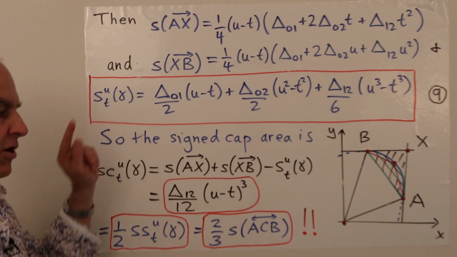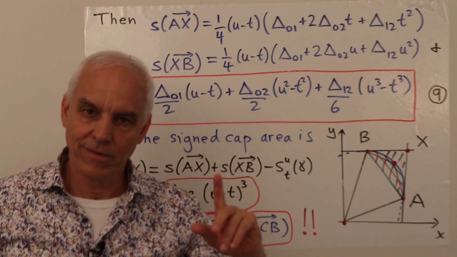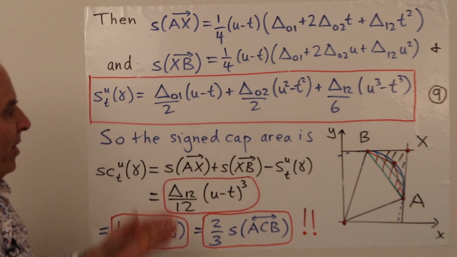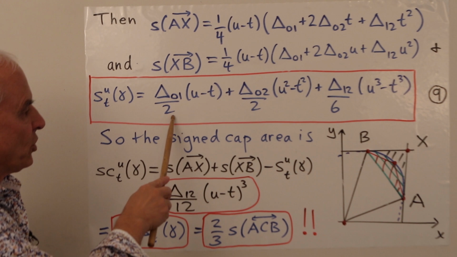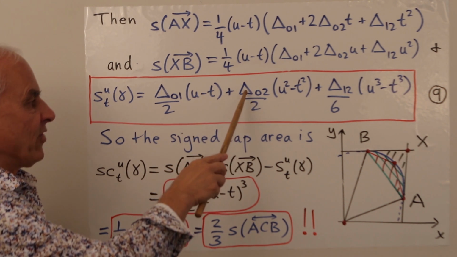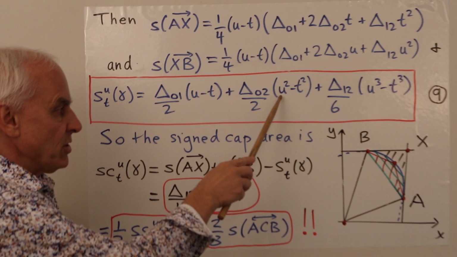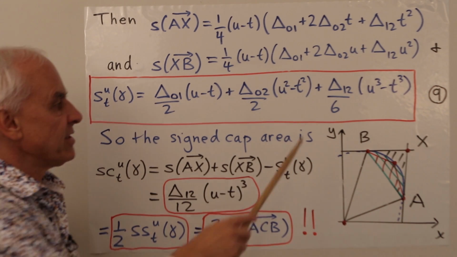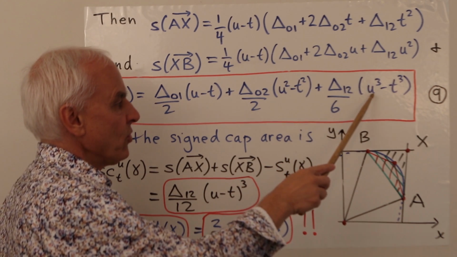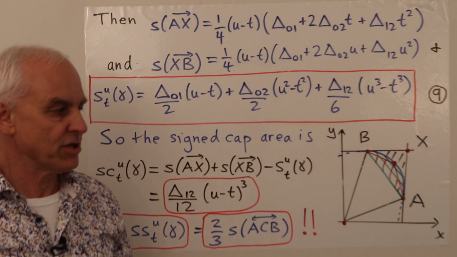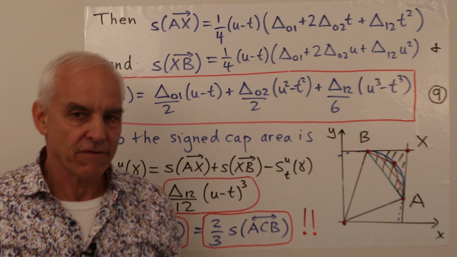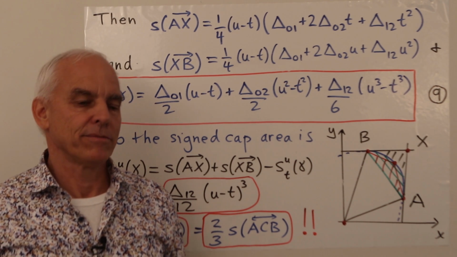And the signed area of the curve itself from t to u, well, that again is another expression. It's delta 0,1 over 2 times (u minus t) plus delta 0,2 over 2 times (u squared minus t squared) plus delta 1,2 over 6 times (u cubed minus t cubed). So these are all straightforward calculations, for example, just using the fundamental theorem there.